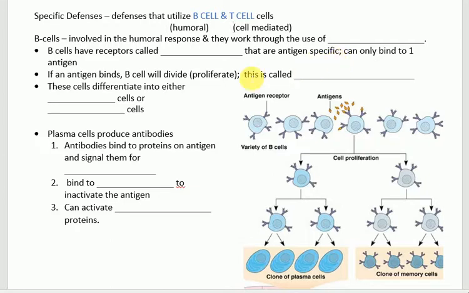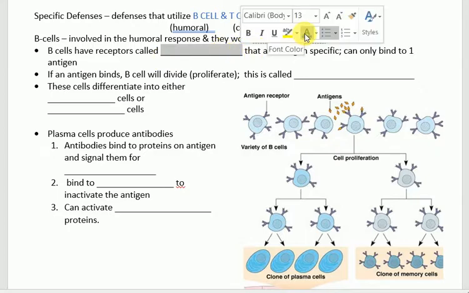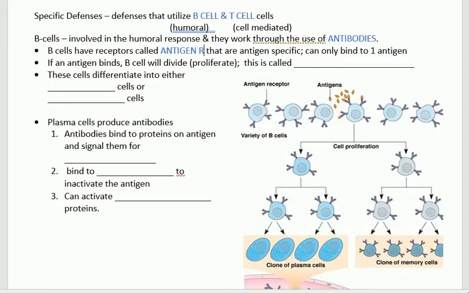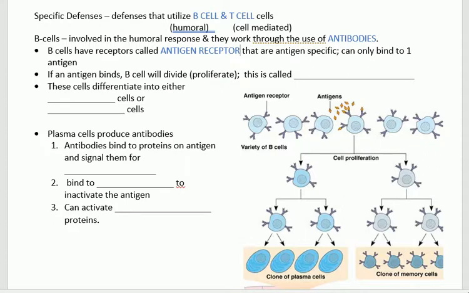so let's look at the B cells. They are involved in the humoral response, and they work through the use of antibodies. And these B cells have a receptor that is called an antigen receptor, and they are antigen specific. So that means they can only bind to one antigen. So if an antigen binds, the B cell is going to divide or proliferate, and this is called antibodies.